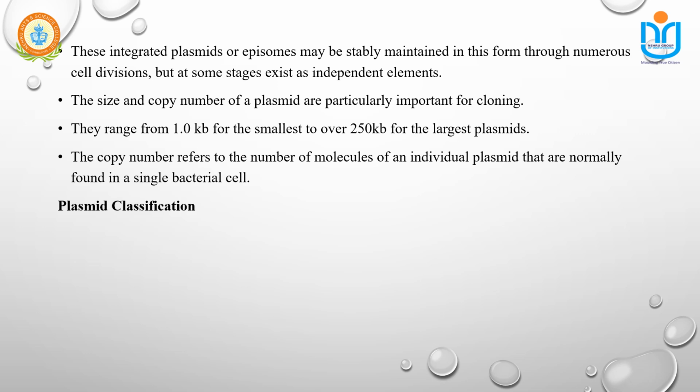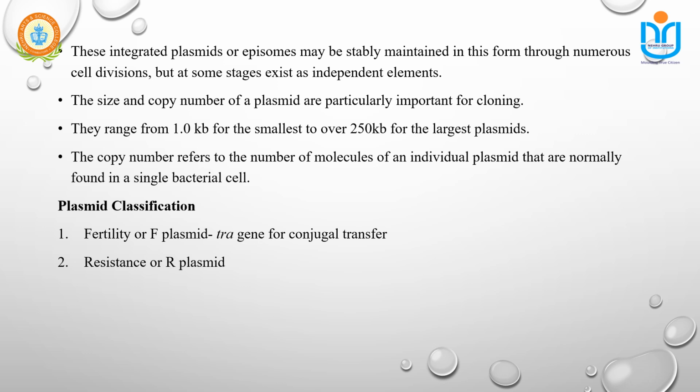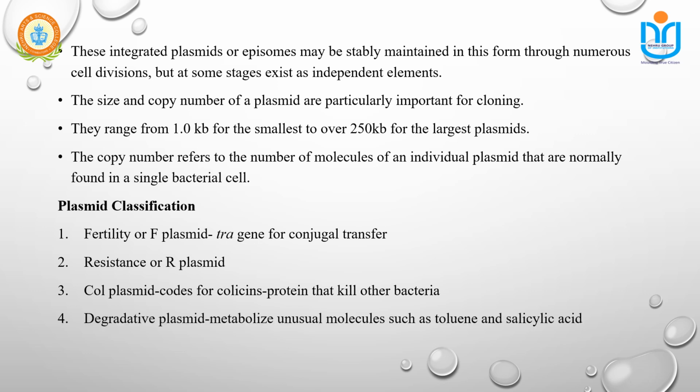Plasmid classification. Plasmids are classified into different types. First, fertility or F plasmid, with the Tra gene for conjugal transfer. Second, resistance or R plasmid. Third, Col plasmid. It codes for colicin, a protein that kills other bacteria. Next, degradative plasmid. It metabolizes unusual molecules such as toluene and salicylic acid present in the medium. Fifth, virulence plasmid confers pathogenicity on the host bacterium.